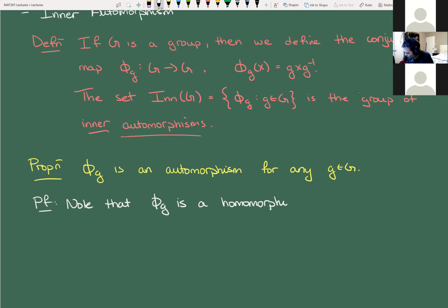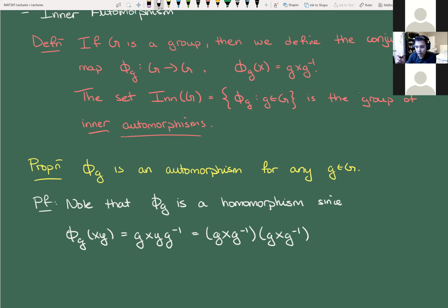And this is the usual trick here. You're going to see this. Since phi g of xy, well, if we just define that, what do we get? We get gxy g inverse. And if you think about what I want this to look like, I want this to look like phi g x times phi g y. So I need a g inverse to show up in between. So I'm just going to artificially add these: gx g inverse g y g inverse, like so, right? Where we do our usual trick of multiplying by 1 by writing it as g inverse g. And this is exactly what I wanted, right? Phi g x, phi g y, voila. So it is, in fact, a homomorphism.